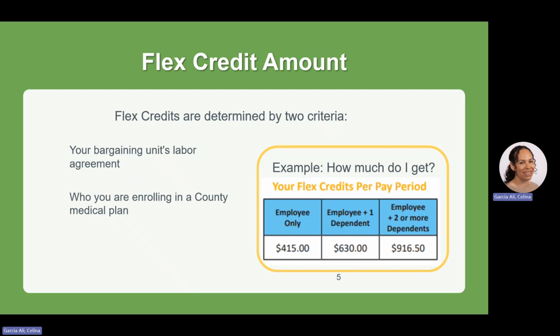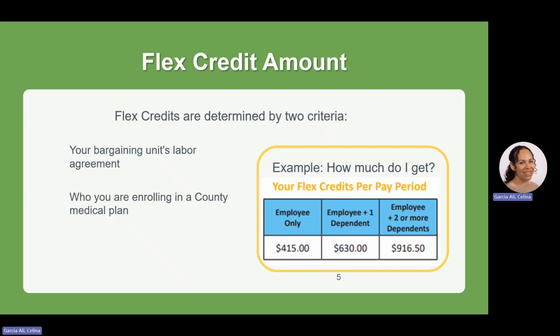So where does the amount come from? This slide is explaining how your flex credits are determined. Flex credits are determined by two criteria: your bargaining unit's labor agreement and who you are enrolling in a county medical plan. Let's look at the example. How much do I get?